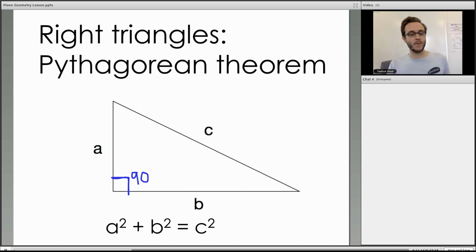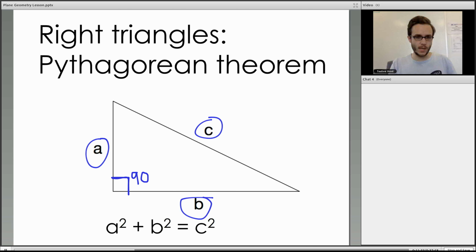So the Pythagorean theorem is a squared, that's this side here, a, plus b squared, so take the square of this side here, b, equals c squared. So the square of the two sides that extend from the right angle, if you add those together, you get the square of the hypotenuse.